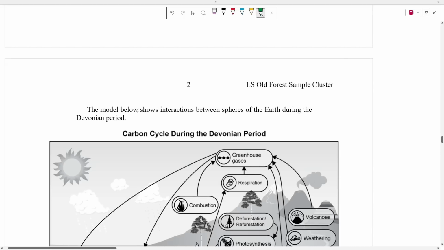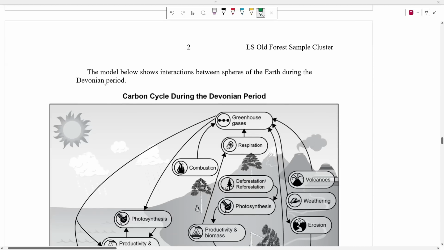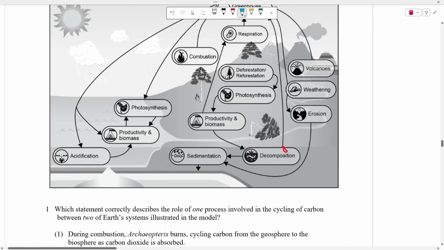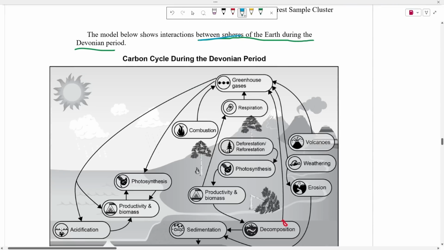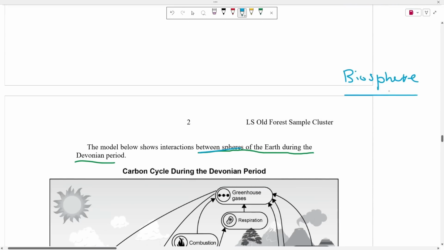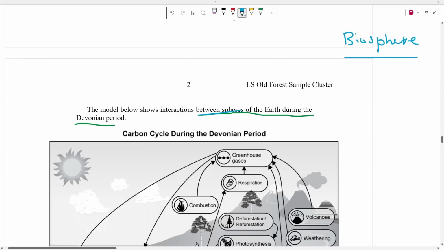Right, so then we continue down here where they give us a model that shows the interactions between spheres of the Earth during the Devonian period. So you may be asking, what do you mean spheres of the Earth? This doesn't show any spheres, and that's because they're talking about the biosphere, right? We know that the entire environment or the entire ecosystem in a given place is represented by the biosphere. So all of the energy, all of the life, everything that's coming in and out of the environment is a part of a biosphere. And we divide this biosphere into three parts, right?